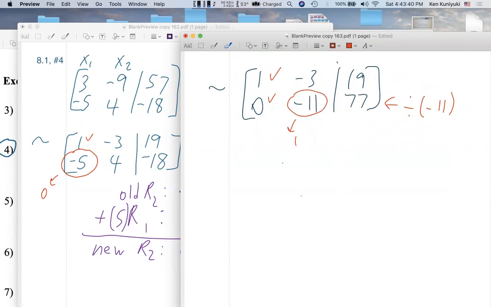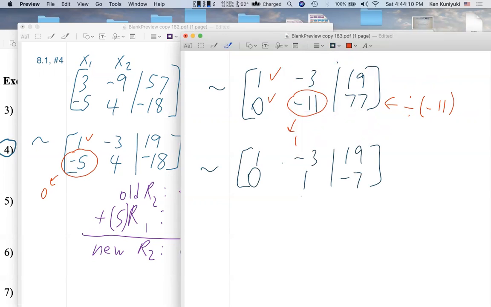The only practical way to get a 1 there is to divide by -11 or multiply by -1/11, which is equivalent. Same thing. So let's do that. And I'm really glad that that's a 77 over there. Recopy the first row: 1, -11, 19. Be careful. And what does the new row become? Keep the 0: 0, 1, and -7. Correct.